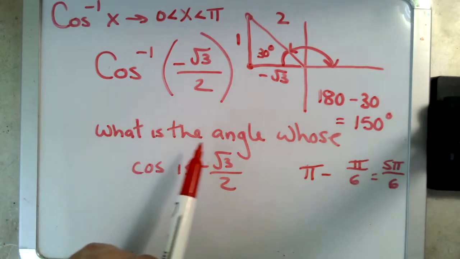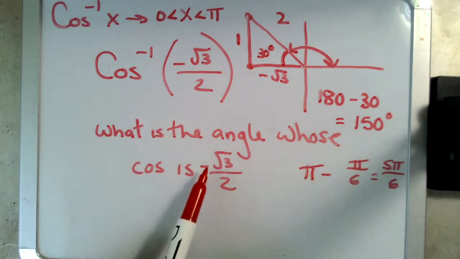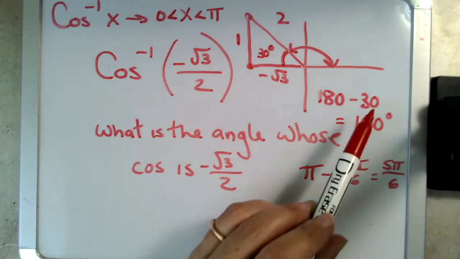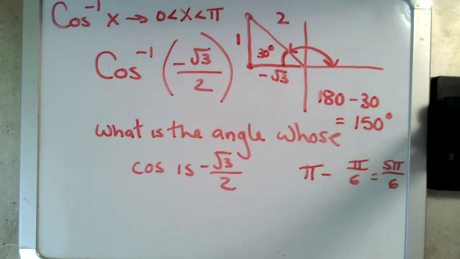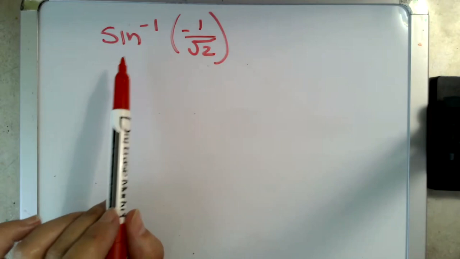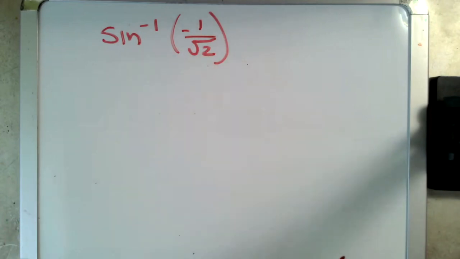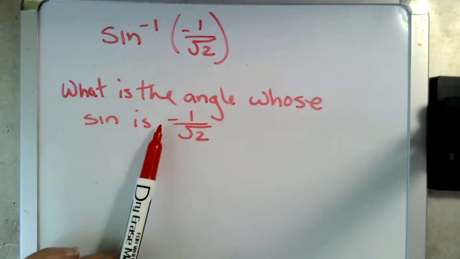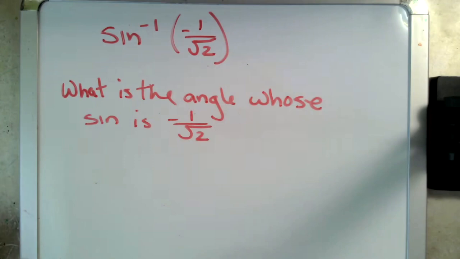So what is the angle whose cosine is -√3/2? That would be 5 pi over 6, or 150. Okay, let's take a look at another. Okay, so we want the inverse sine of -1/√2. Can you turn that into a sentence for me, a question? That's right. What is the angle whose sine is -1/√2?